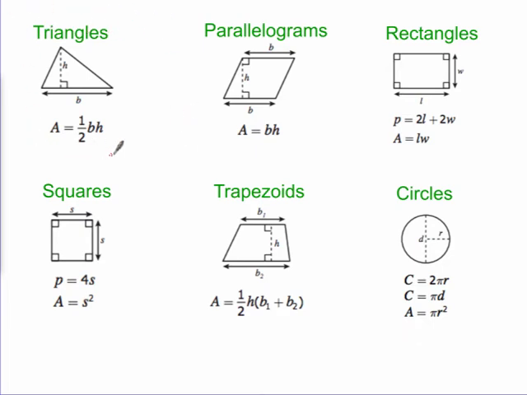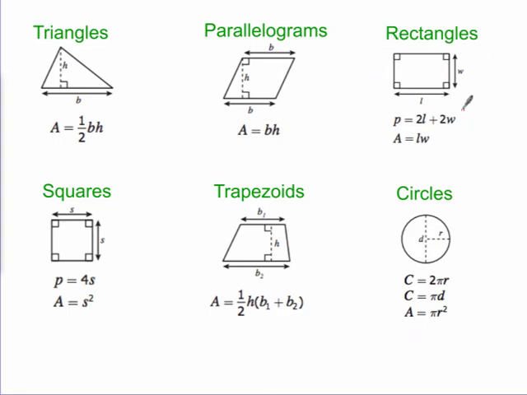So for triangles, the formula for area is the area equals 1/2 the base times the height. The base just being one of the sides, and the height being the distance from the opposite vertex to the side. So it's just 1/2 the base times the height. A parallelogram is just the area equals the base times the height. Same thing as a triangle, just without the 1/2. So basically, you just take the base, one of the sides, and the height, which is the distance from one side to the side parallel to it, and multiply them together.